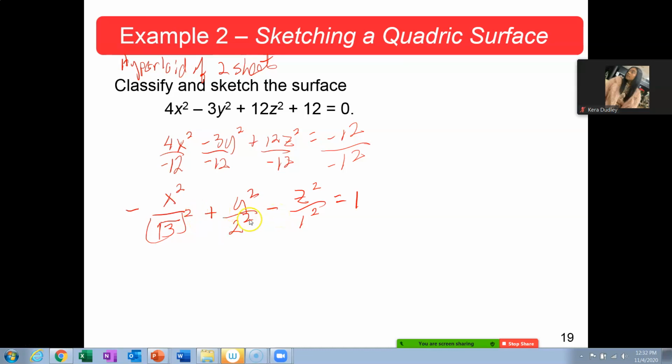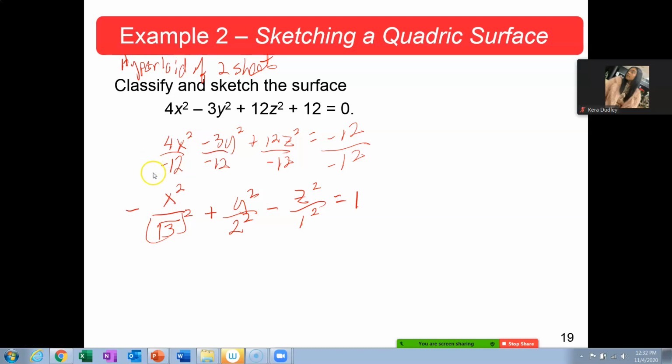Now, the odd man out, the one that's not, in this case, the only positive one, that means that has to be the axis of this hyperboloid of two sheets. Okay, so the y-axis is going to be the axis of this.